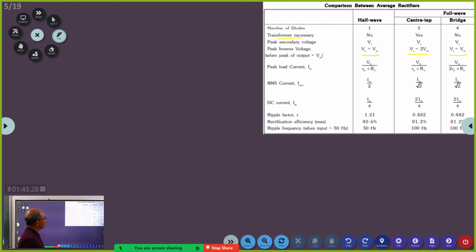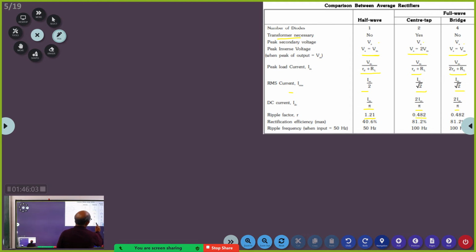Hello? Yes, sir. Peak load currents will be VL divided by this, by this. Here it will be 2 RD for bridge, 2 diodes will be conducting at a time. RMS value will be Im by 2, Im by root 2 for this, Im by root 2 for this. VDC is this. Ripple factor is the square root of IRMS squared divided by IDC squared minus 1. If you put these values, you get 1.21 for half wave.